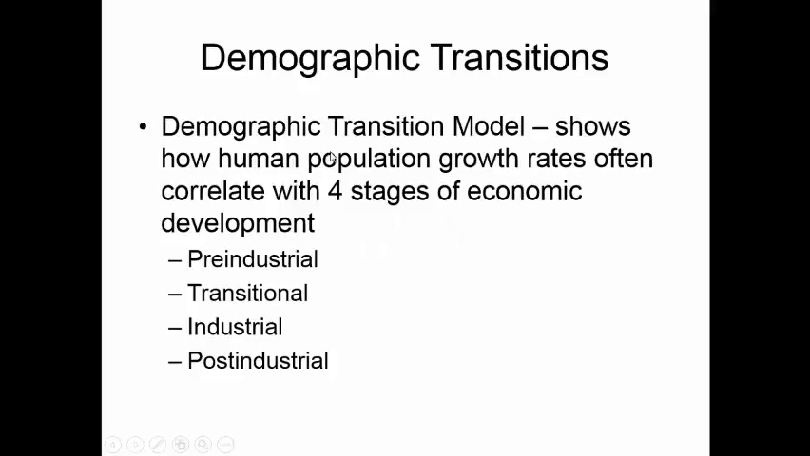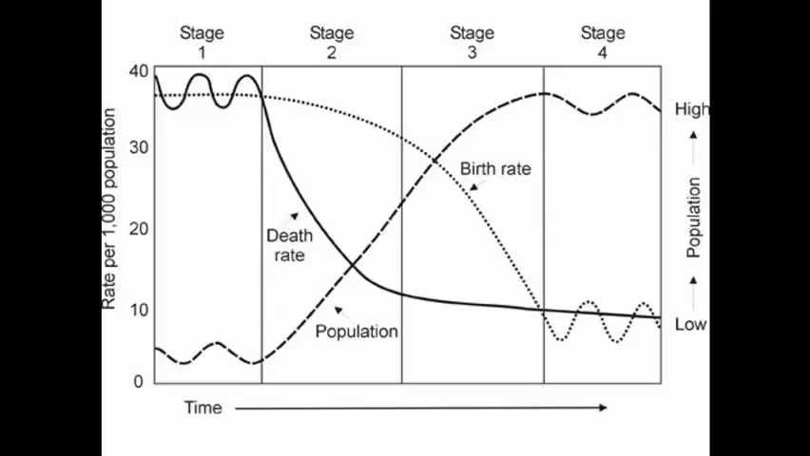The demographic transition model shows how human population growth rates often correlate with 4 stages of economic growth. So this is what I was talking about: pre-industrial stage, transitional stage, industrial, post-industrial. So we have 4 stages of economic growth, and where a group of humans are within these 4 stages kind of shows how they're going to do as far as their overall increase in population.